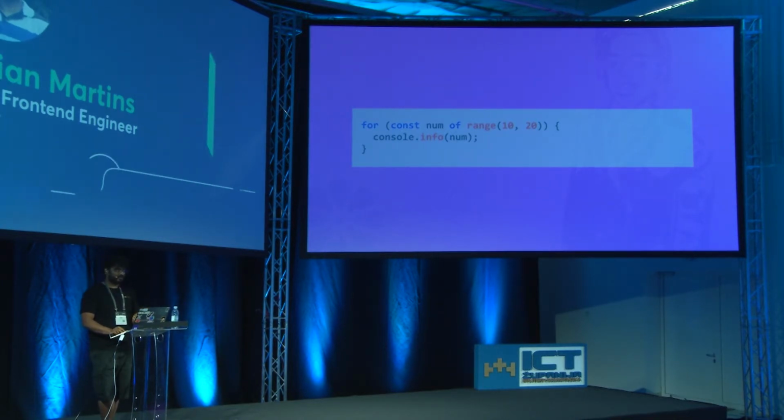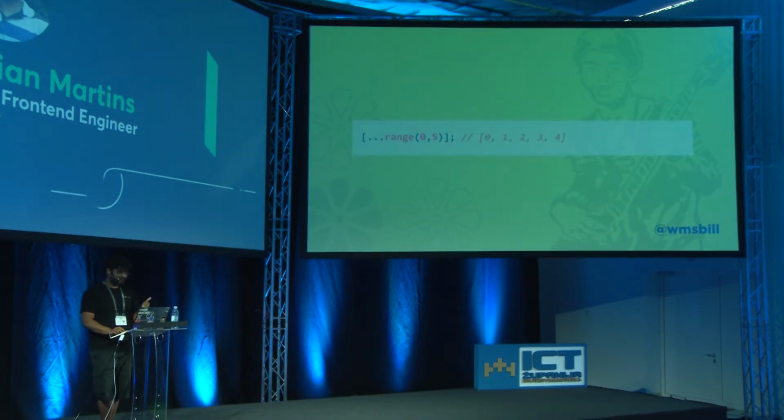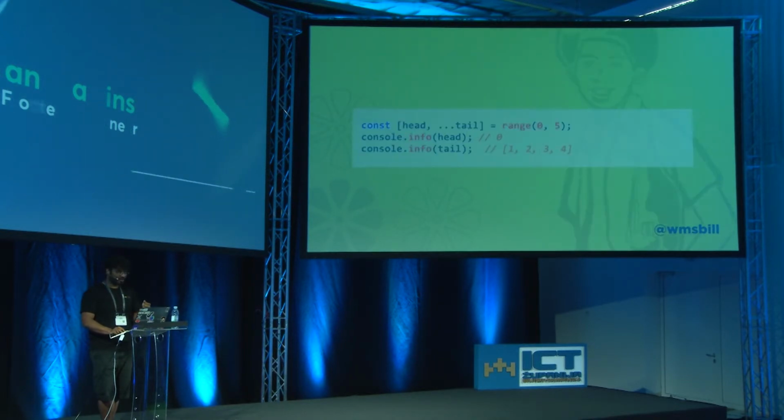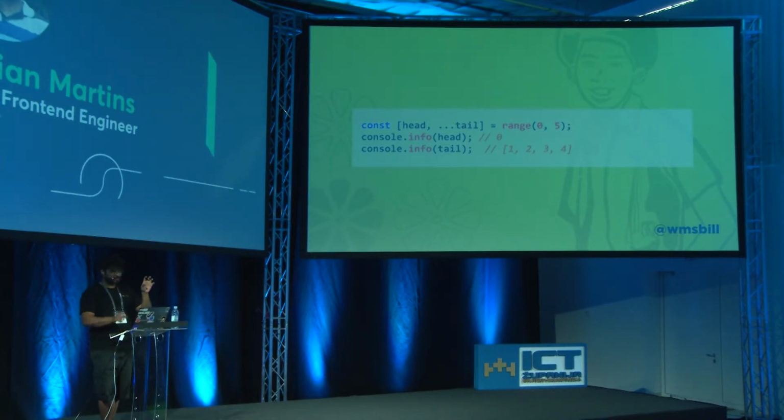So since I have an iterable now, I can use the spread operator to spread the values into an array. Or I can use any syntax that accepts an iterable. For example, in this one I separate the range into head and tail, and then I can print that out.